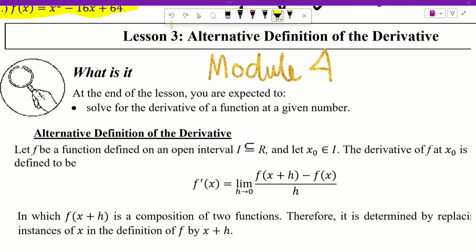Okay, so we have another lesson for today. We are in Module 4, Lesson 3, the alternative definition of derivative.